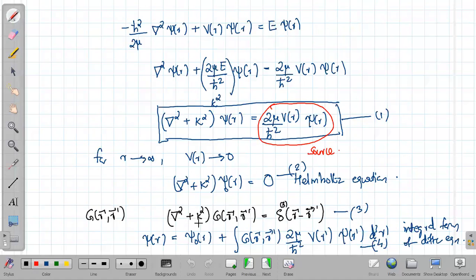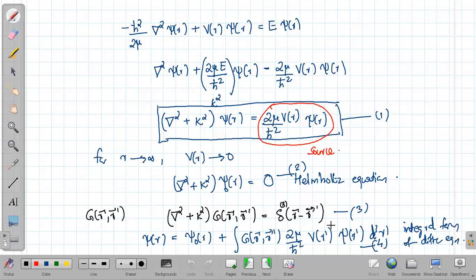Now this del square plus k square acting on G should give a Dirac delta function. So then your psi of r can be psi 0 of r, where psi 0 of r is the solution for the homogeneous differential equation, plus an integral term. Again, this is not the solution for the Schrodinger equation. It is just another way of writing the Schrodinger equation.